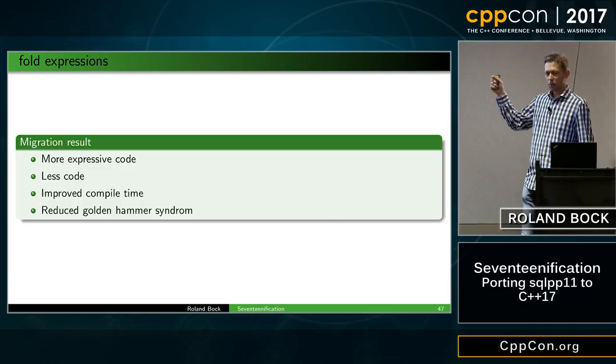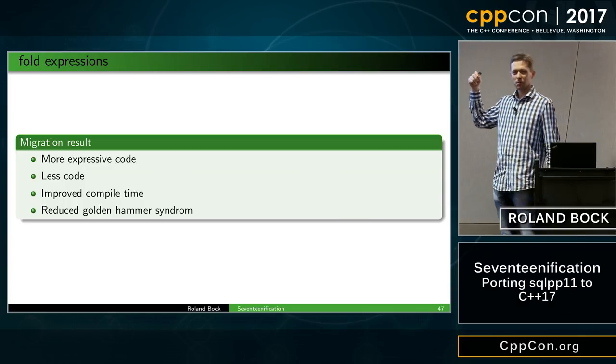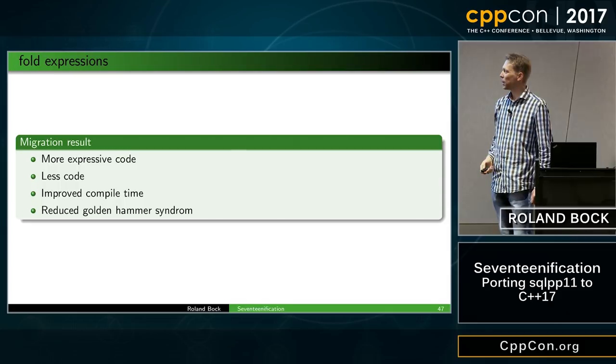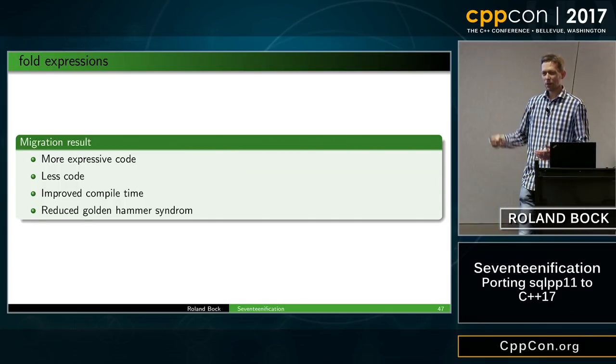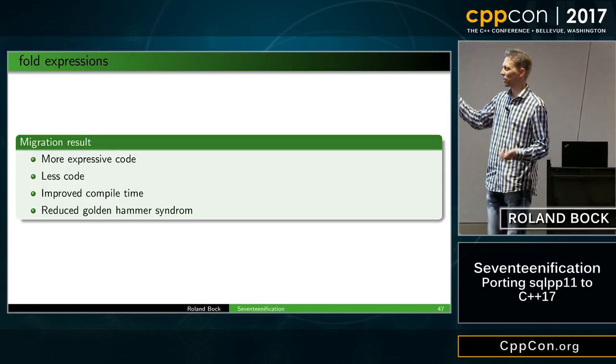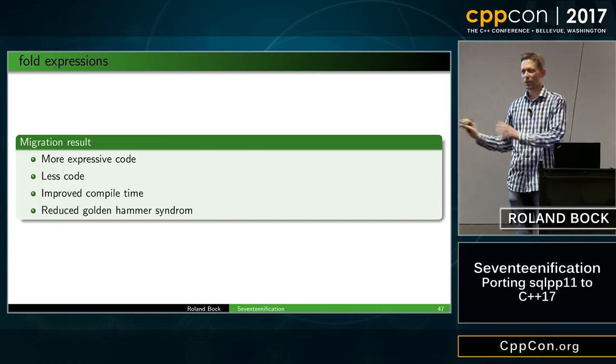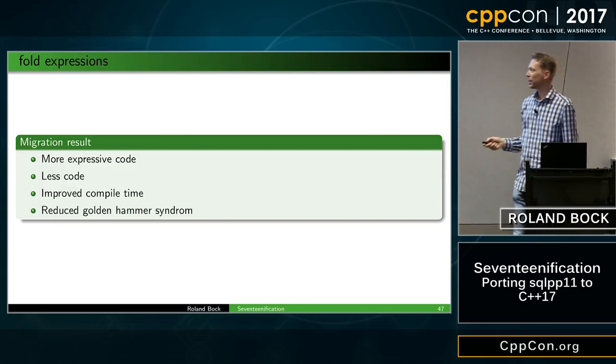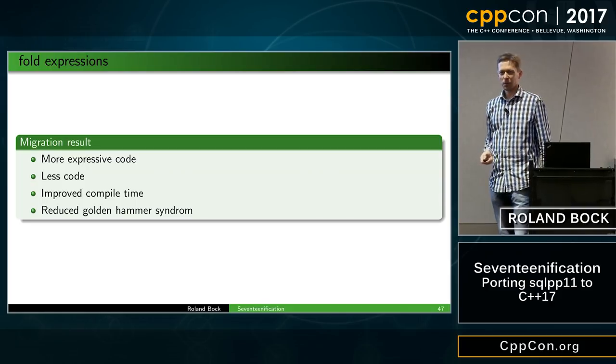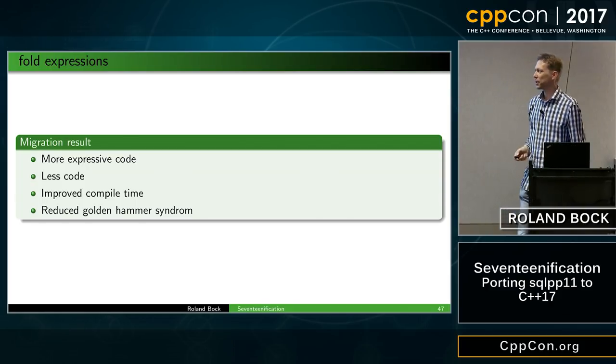Also, since this is so much easier to implement, so much less trouble to do, you don't feel like you have to use it all the time because it was so hard to produce, right? So that's why I say reduced golden hammer syndrome. You don't use this thing all the time just because you have it. That also leads to better compile times because sets are still expensive.